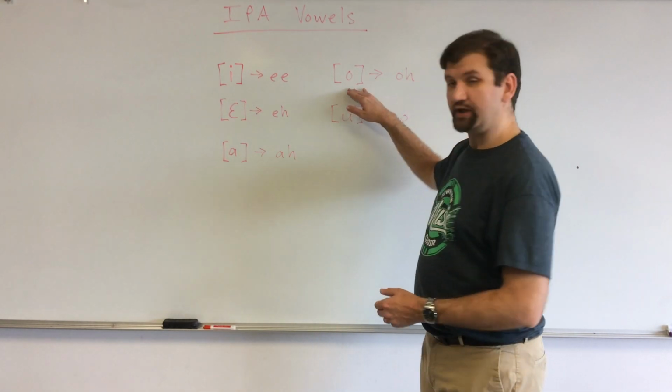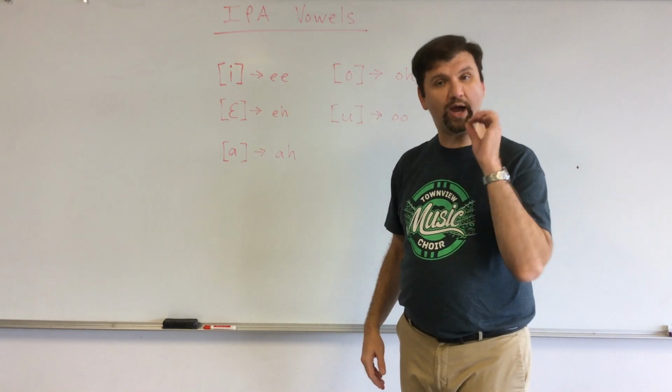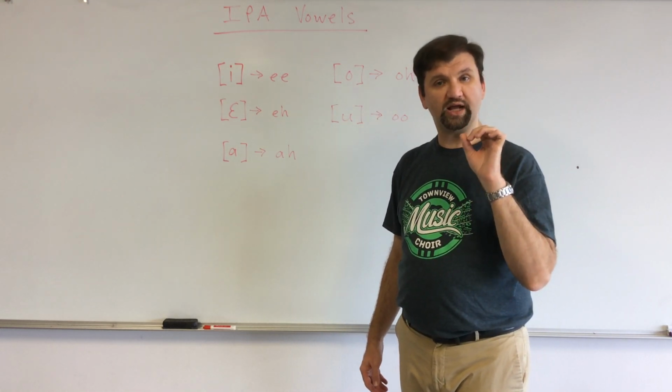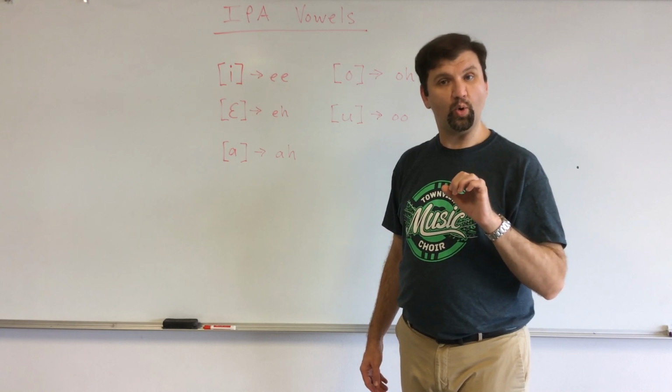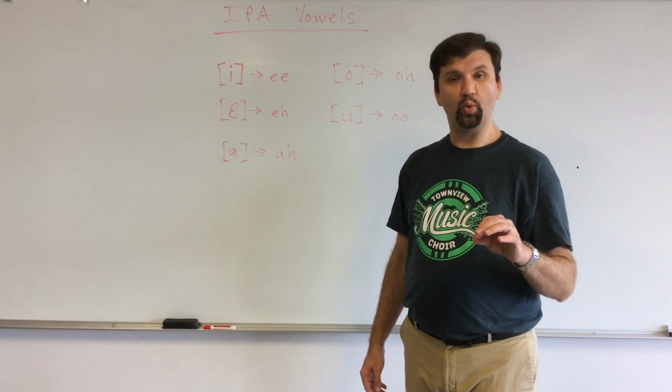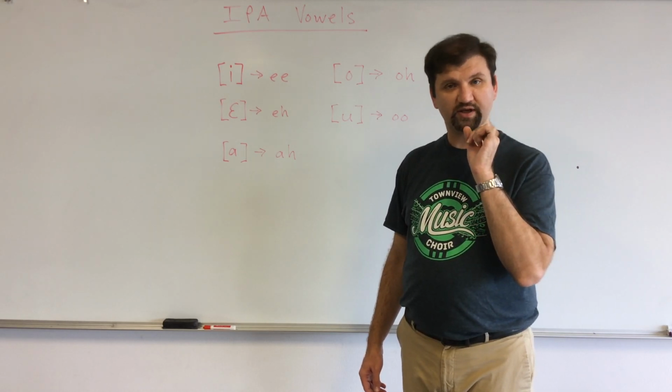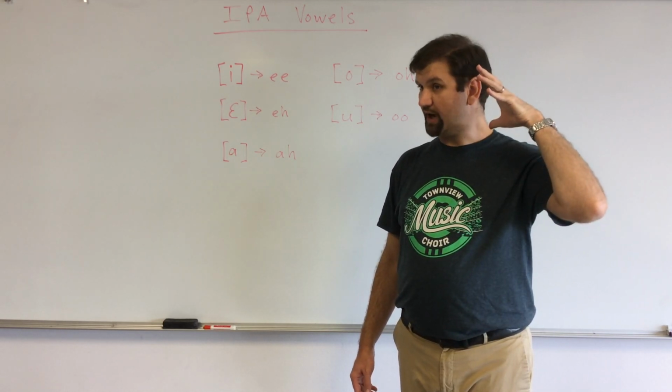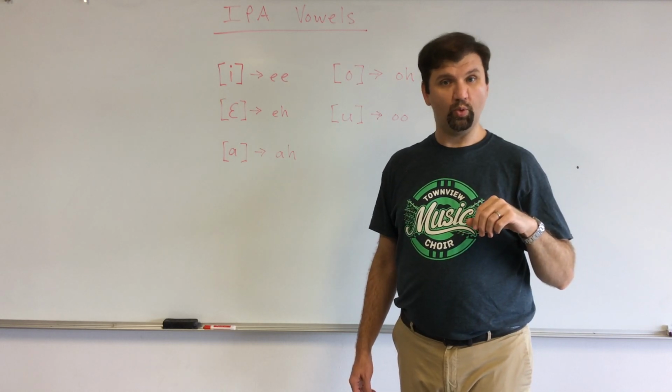The next one is O. Round lips, circle, lots of space in the back, O. And our last one is U. Very small in the front, very big in the back, U.